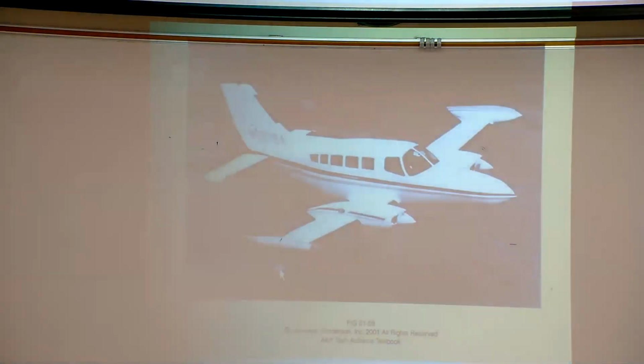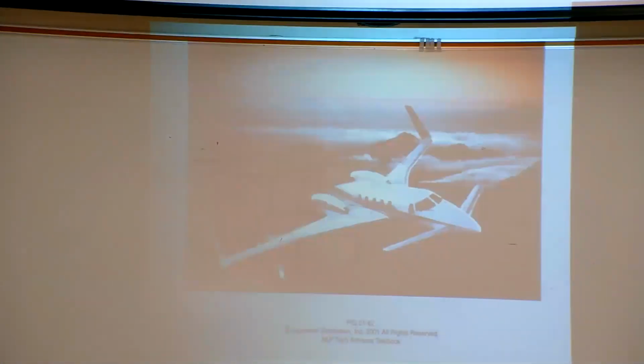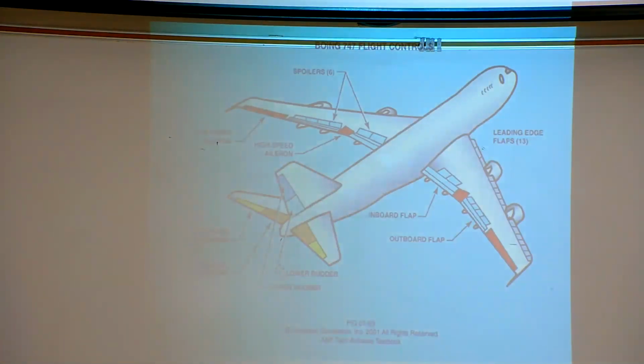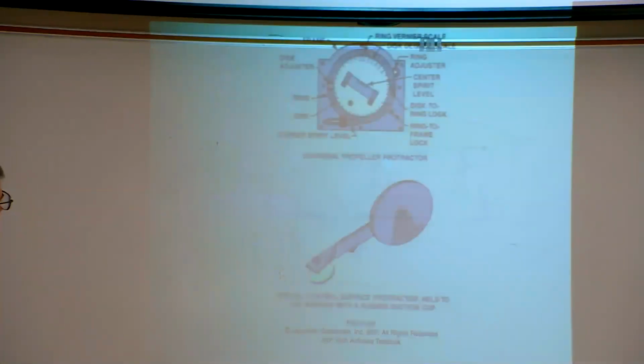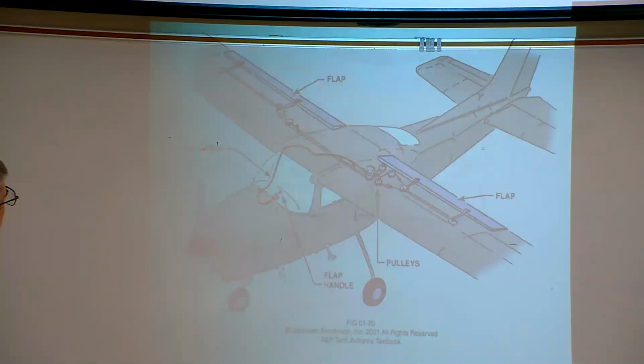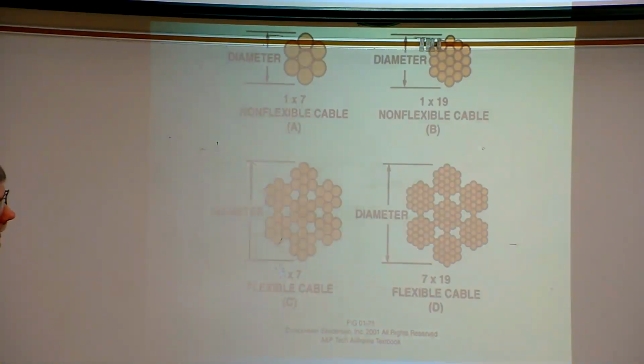We talked about the wingtip vortices and all that fun stuff. Here we have a canard, right? We've already gone through the large aircraft, so nothing more there. There's the Kruger flap, the dihedral, angle of incidence, bubble protractor, cables.